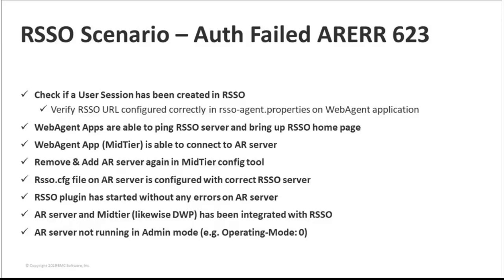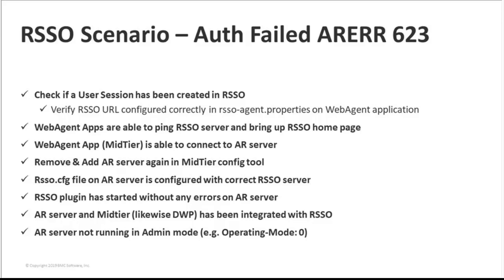One of the pointers I think I missed out on is the RSSO agent.properties file on the WebAgent. You must ensure that you have put the correct SSO service URL and the correct SSO external URL, and you are able to open those URLs in the Midtier box. In case you put a load balancer name of the RSSO there, just make sure that you are able to connect to the load balancer as well.